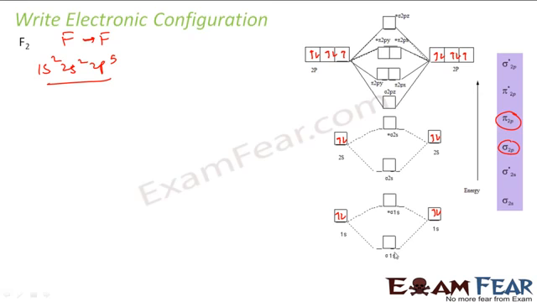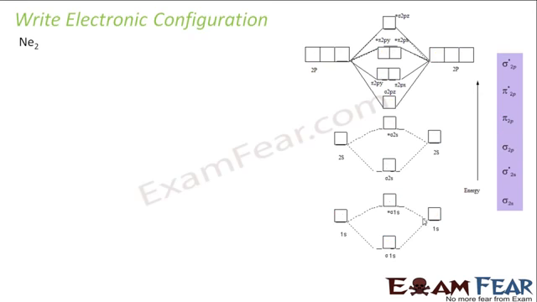Let's fill up 4 electrons. Very simple. 4 electrons, done. Now we have 5 plus 5, 10 electrons. Let's fill it. 1, 2, 3, 4, 5, 6, 7, 8, 9. This will be the electronic configuration of fluorine. Correct? If you want, you can write it.